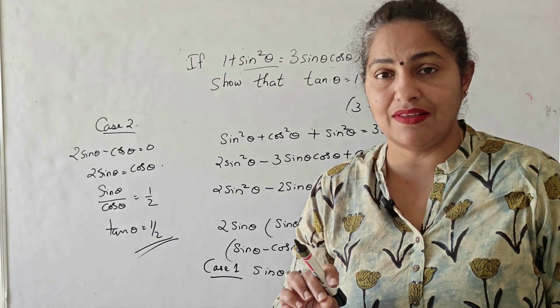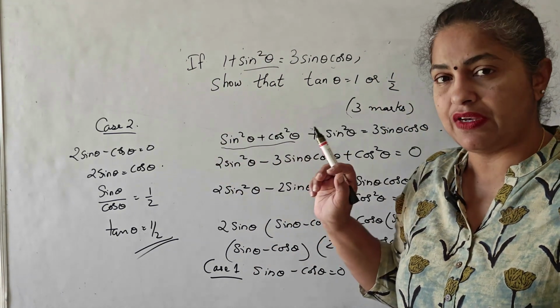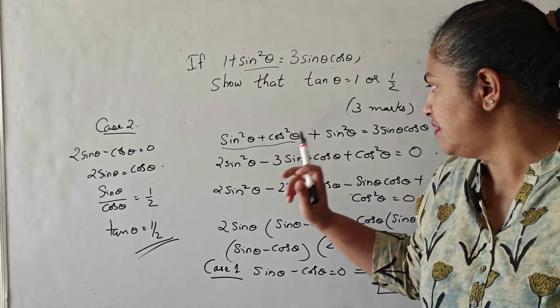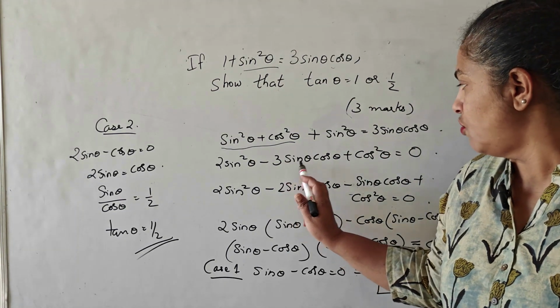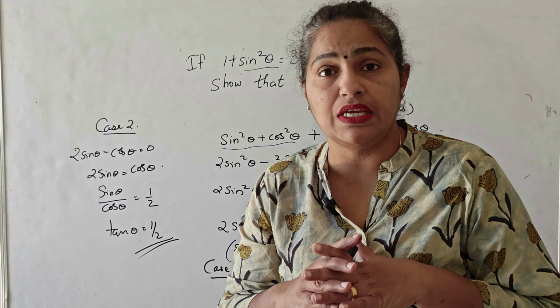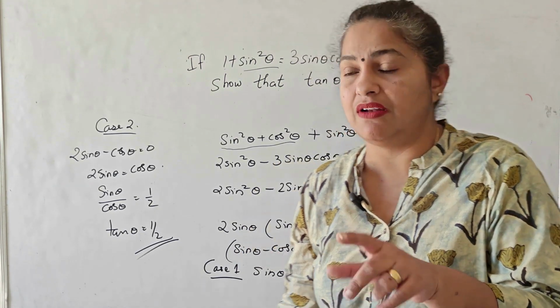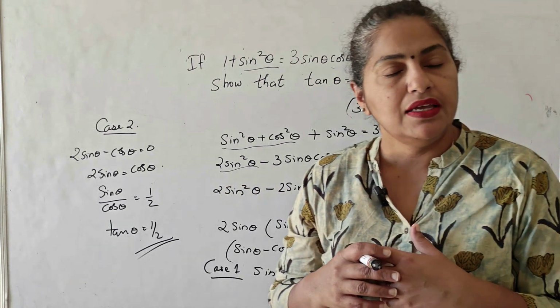So here you can see that I have substituted 1 as sin square theta plus cos square theta. The remaining equation remains the same. Adding sin square theta and sin square theta, I get 2 sin square theta minus 3 sin theta cos theta plus cos square theta is equal to 0. Now you have a quadratic equation not in a single variable, but with multiple variables, which are sin square theta and cos square theta.